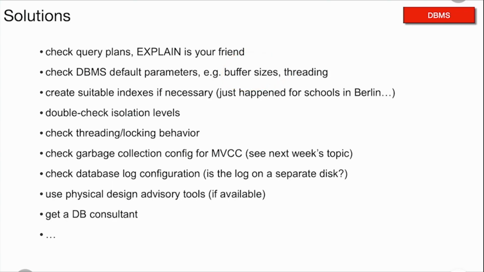Yeah, create suitable indexes, double check isolation levels, I mentioned that. Threading and locking behavior can be analyzed. Then next week we will look at a variant of concurrency control that comes with a couple of more hyperparameters, configuration parameters. One is garbage collection. I will explain that next week and should be checked.